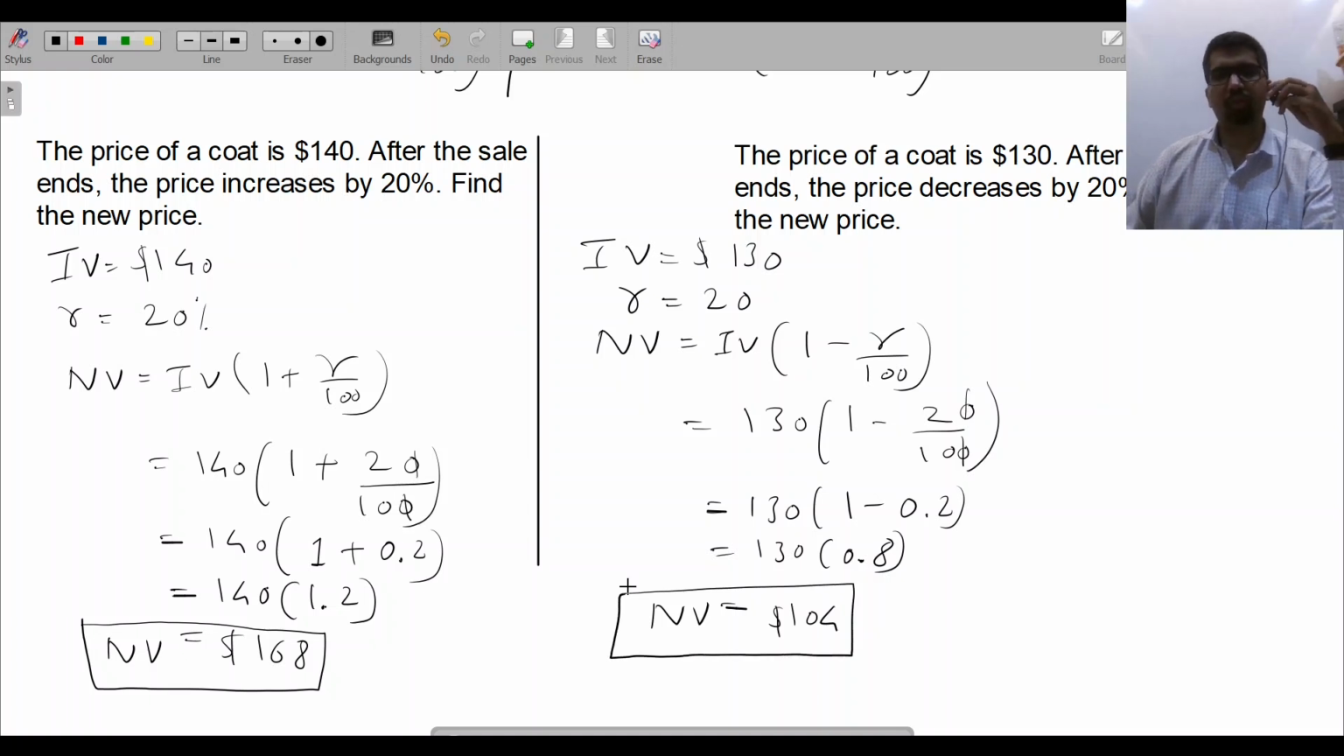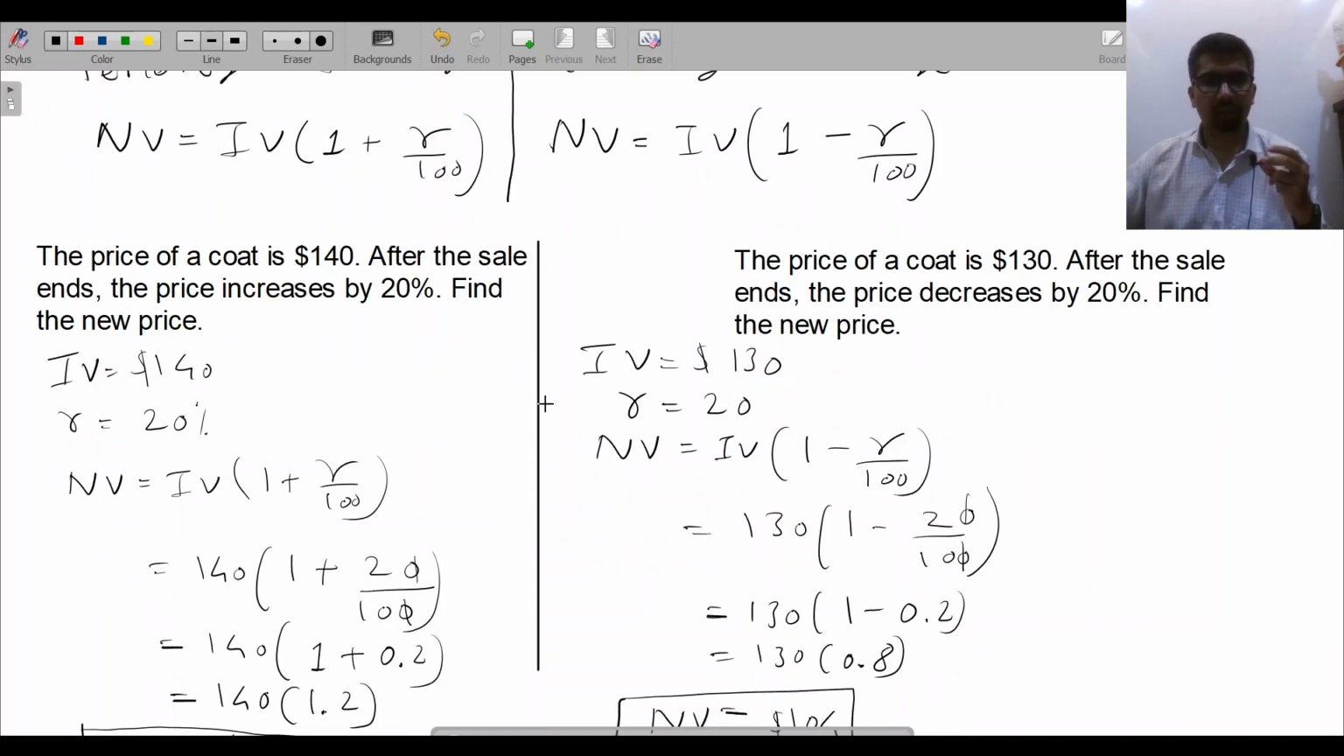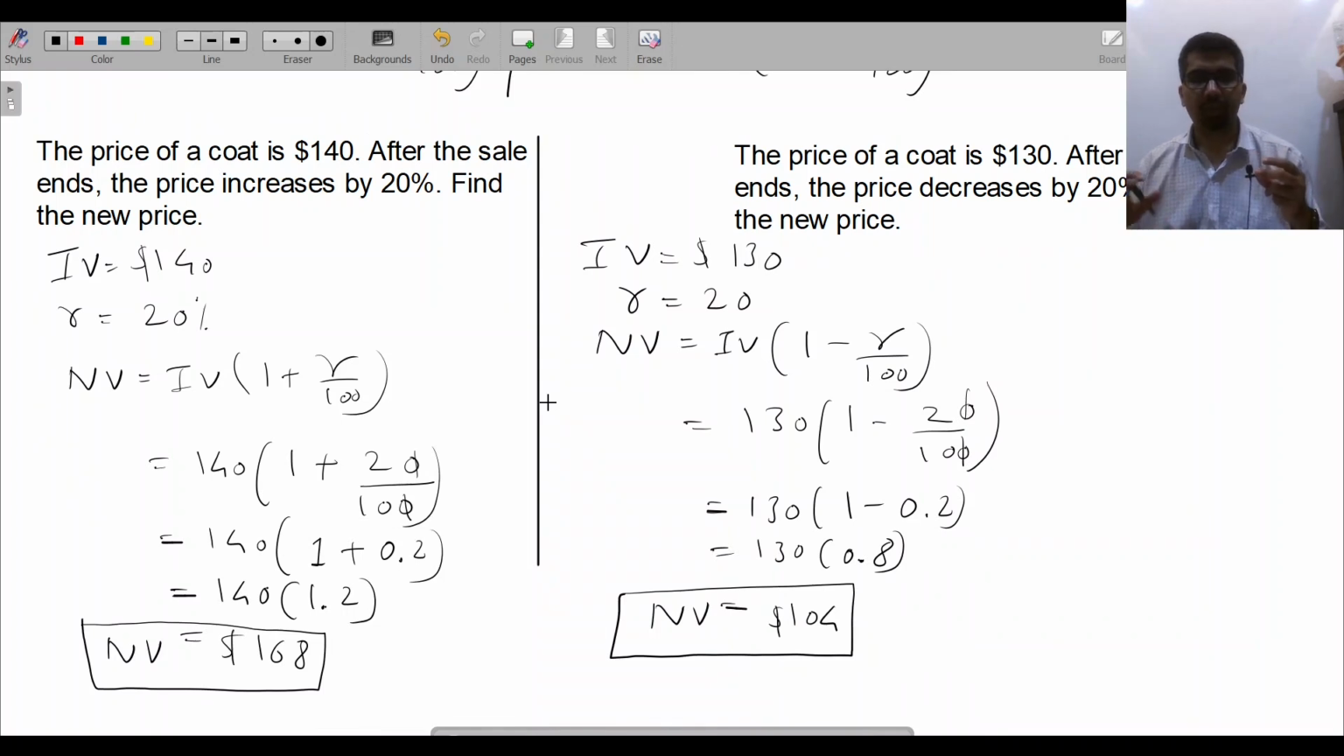So this is very simple. You have to apply this formula. Just see what the question is asking, and apply the appropriate formula. I hope you got this kind of sum, and I'll go further now.